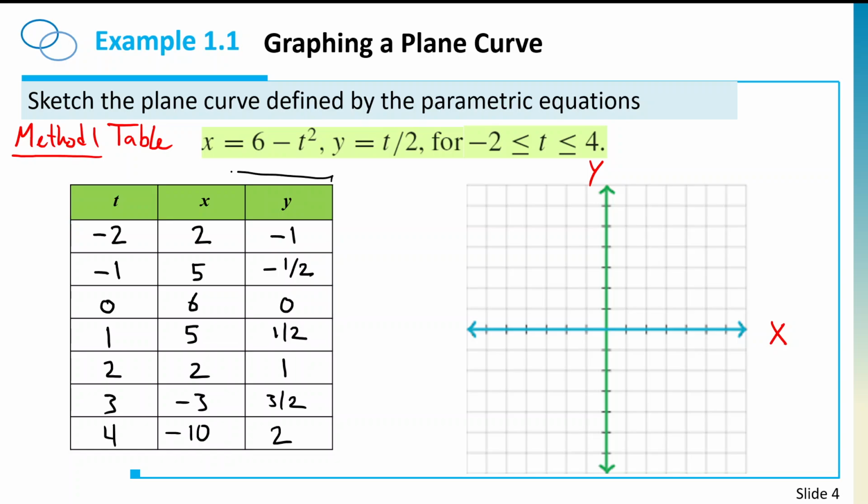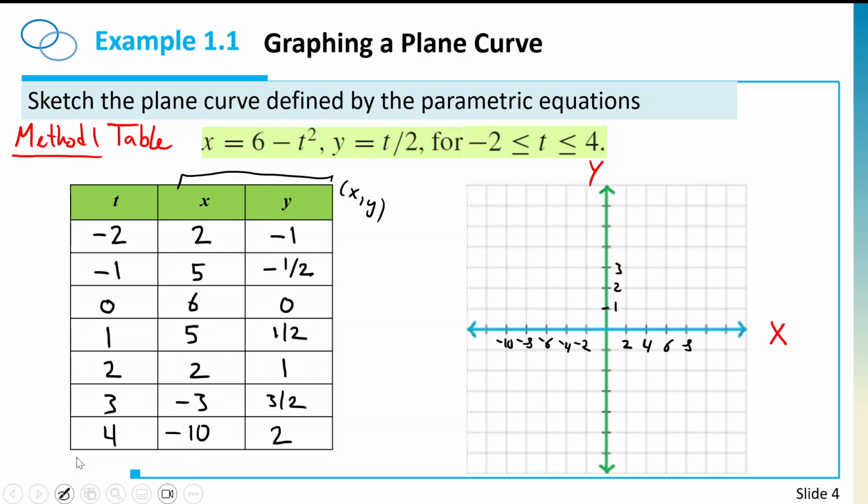Notice these x, y are basically our xy coordinates, an ordered pair. If I need to plot these ordered pairs over here, let's just do our scale. Since we have -10, I'll use a scale of 2, 4, 6, 8, down -2, -4, -6, -8, -10, and the y-axis I'll make just a normal scale, like 1, 2, 3.